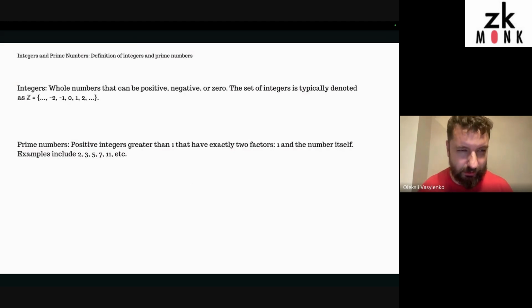Integers and prime numbers. Everyone knows what integers are: numbers that don't have any fractional part. So it's 0, 1, 2, or it might be negative, -1, -2, etc. Prime numbers are positive integers greater than 1 that have exactly 2 factors: 1 and the number itself. So it might be 2, 3, 5, 7, 11, 13, 17, 23, etc. Prime numbers are super important in cryptography because they guarantee the security of encryption, and usually the bigger the prime number, the more secure.